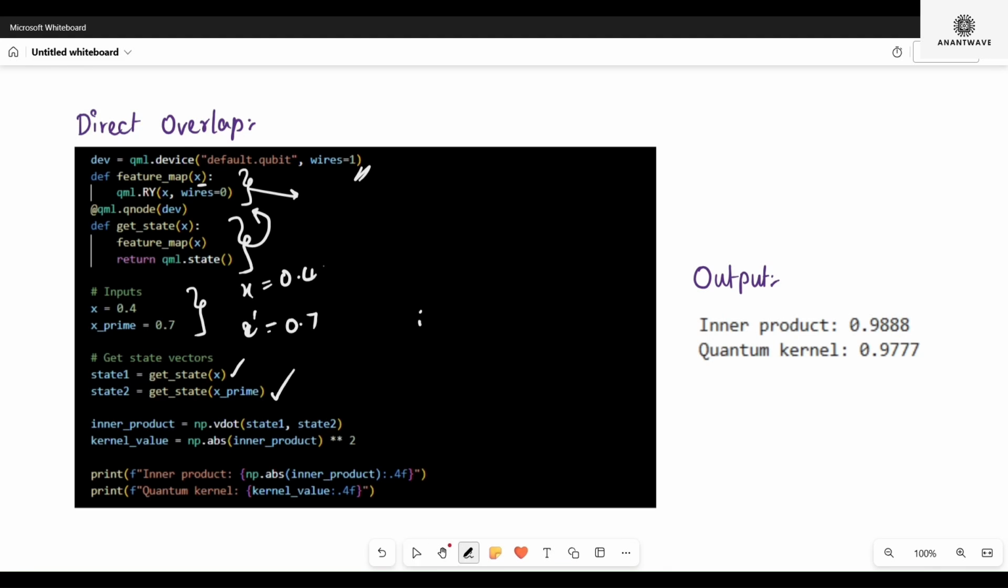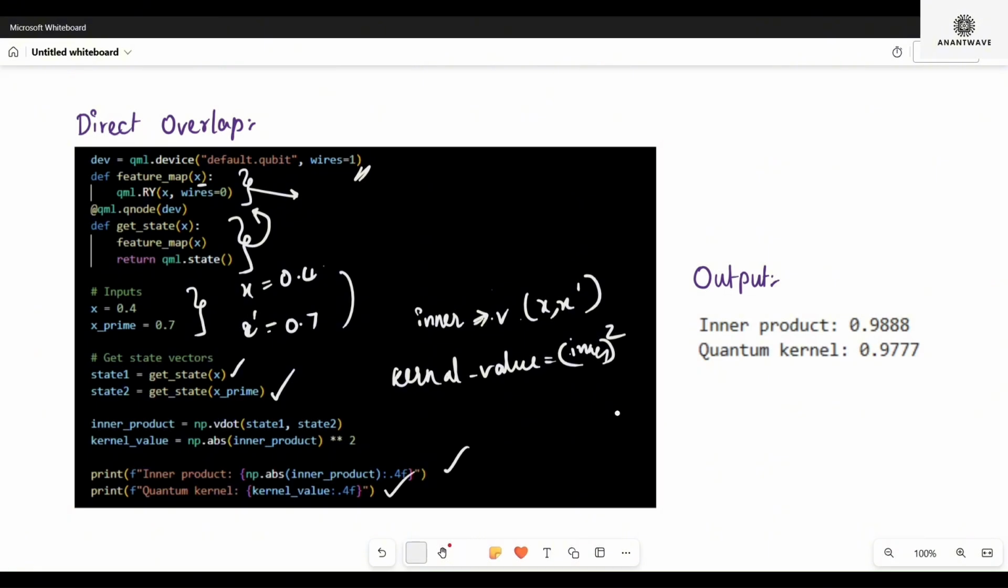As we know, the inner product is just the dot product of the states, that is x and x prime. And then I'm getting the kernel value, that is nothing but the square of the inner product. And then I'm printing both the inner product and kernel value. These are the respective inner product and quantum kernel values. This is about the direct overlap method.